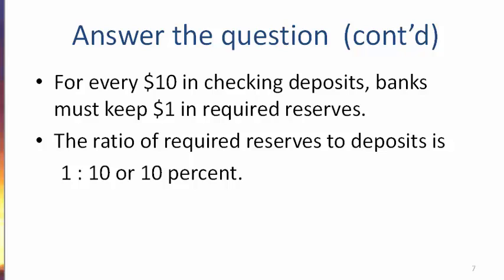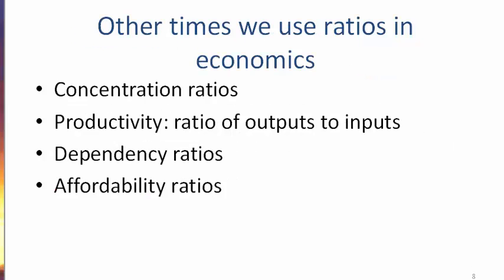So for every $10 in checking deposits, banks must keep $1 in required reserves. Talking about that as a ratio, the ratio of required reserves to deposits is then 1 to 10, or 10%.